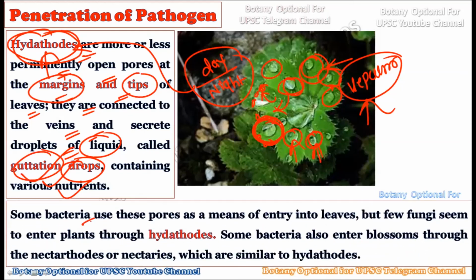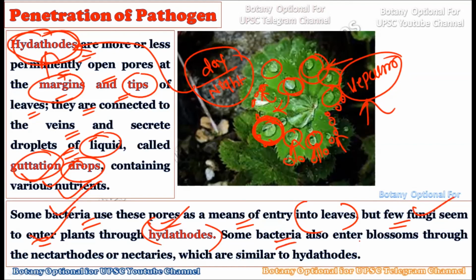Okay. Now see, some bacteria use these pores to enter into the leaves. So whatever hydathode openings are there, which are open permanently, these openings are utilized by some bacteria to enter within the plant body. But there are a few fungi that seem to enter within the plant body through the hydathodes. So not only bacteria, but there are some examples of fungi as well, which can enter within the plant body through the hydathodes.